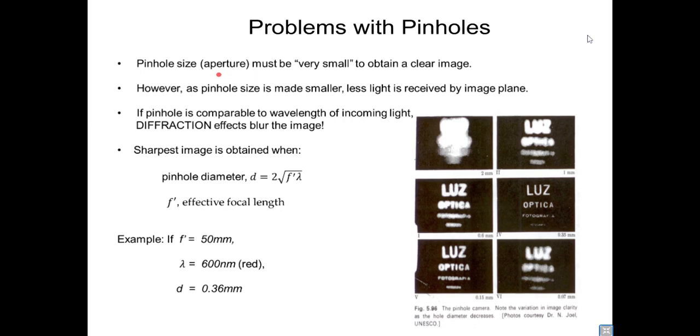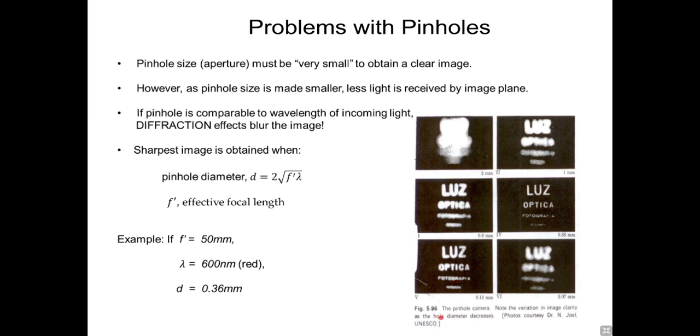But the issue is when the aperture is too small, that means you will get very little light. Less light is received by the image plane. So there will be a trade-off there. So if the pinhole is comparable to the wavelength of incoming light, it will cause the image to be blur.